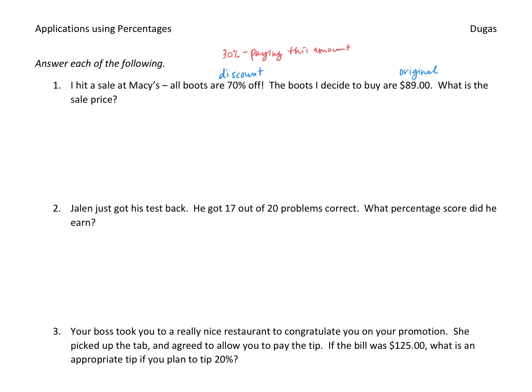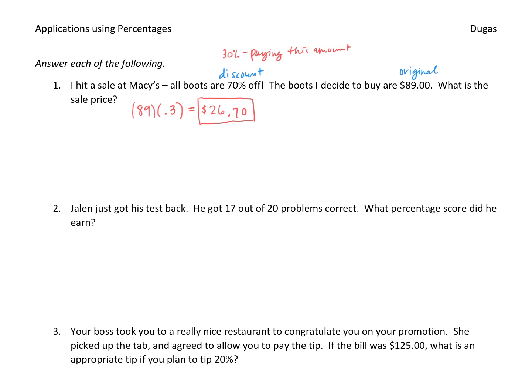So if I want to know what the sale price is, I could do 30% of $89. So $89 times 30%, and 30% as a decimal is 0.3. And if I put that in my calculator, I get $26.70. And that brings me right to the answer. So this is the sale price of the boots.